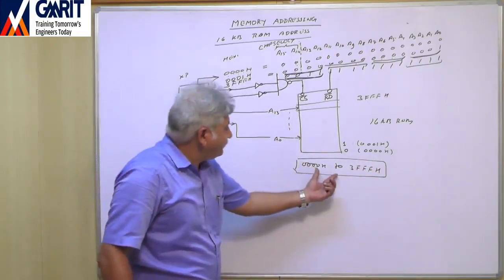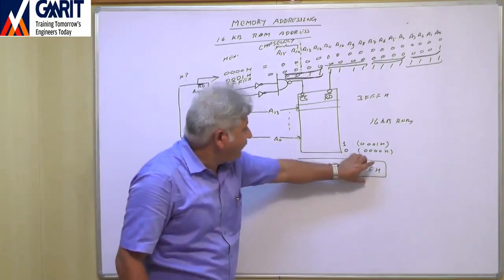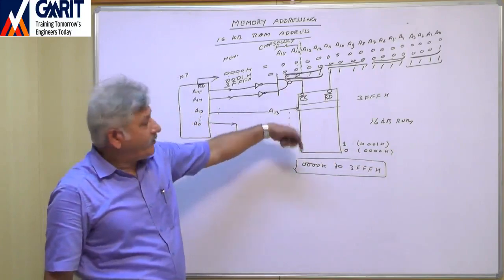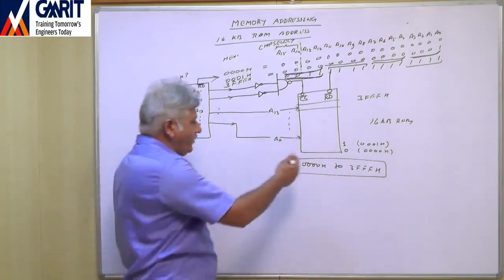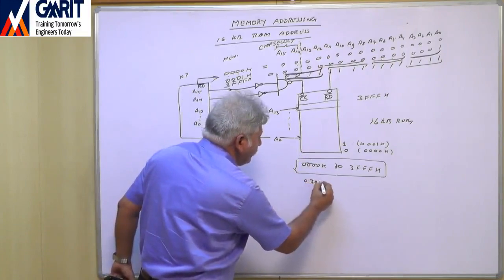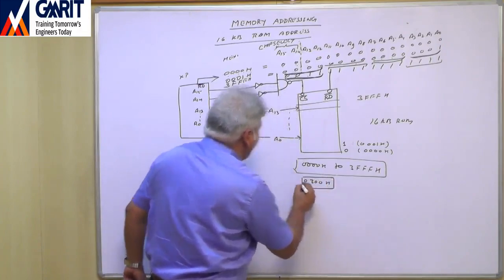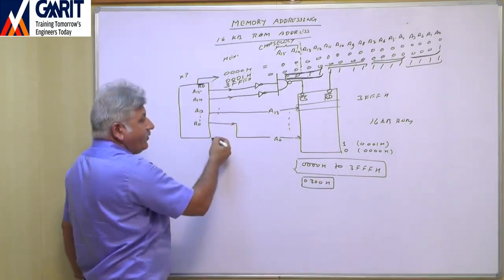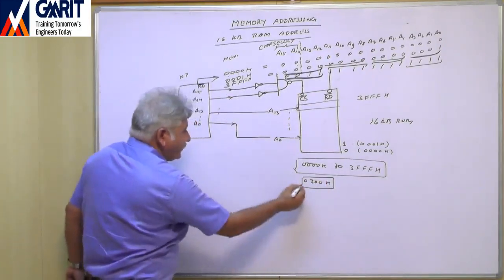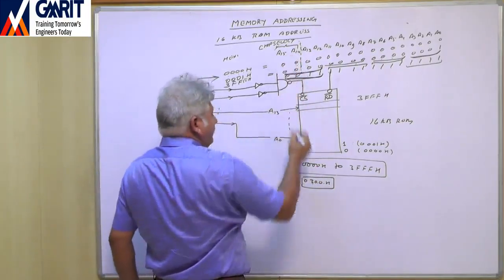Any address you send apart from this will not activate this particular memory. For example, if I send 0300H, I will send this address over these address lines. Now what will happen? You just say 0300. 0300 means this 0.